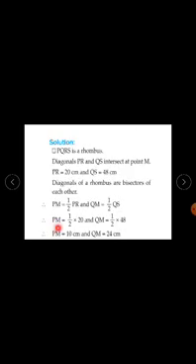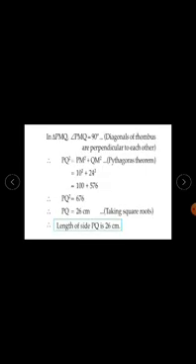Pythagoras theorem. But PM is 10 and QM is 24. So substitute the value of PM and QM here. So PM square means 10 square plus QM is 24 means 24 square. 10 square is 100 plus 24 square is 576. So 100 plus 576 is 676. So PQ square is 676. Taking square root, square root of 676 is 26. So PQ equal to 26 centimeter. Therefore length of side PQ is 26 centimeter.